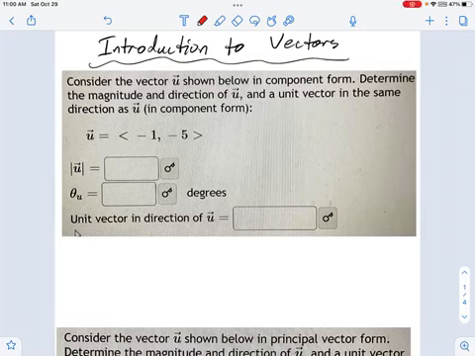During class, we've spoken about the idea of vectors as having a bigness, in other words, a length or a magnitude, and a direction, the direction in which they're pointing. So we're going to go through some of those concepts now. I have a vector here in component form.